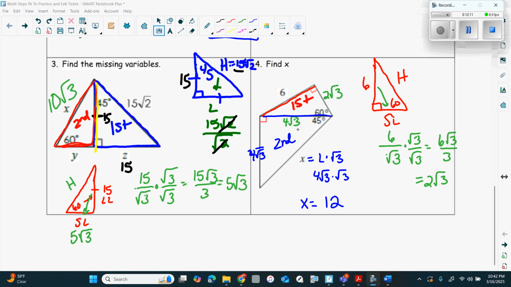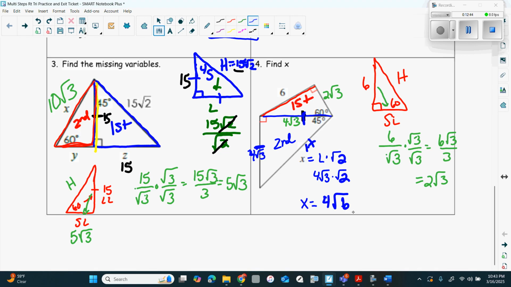The 4 root 3 in this triangle is the legs. Okay, these two legs are the same. And then to get to the hypotenuse, which is here, I have to take whatever the leg is and multiply by root 3. Oops, I take that back. That's not right. Multiply by root 2, which turns into 4 root 6. Sorry about that.